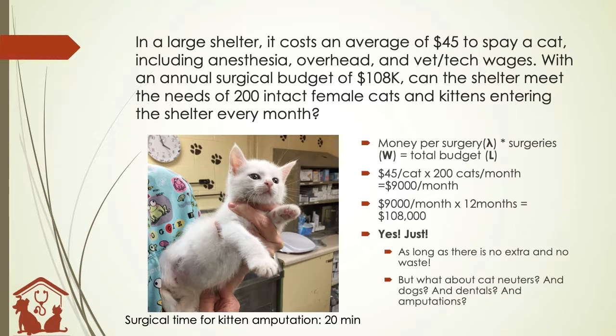But what about cat neuters? And what about dog spays? And what about dentals and amputations? So if this is your surgical budget, you can do those 200 intact female cats for their spays, but you can't do anything else. So not a realistic surgical budget, but it will cover that particular procedure. But you might want to sort of ask the right question to get the right answer, right?